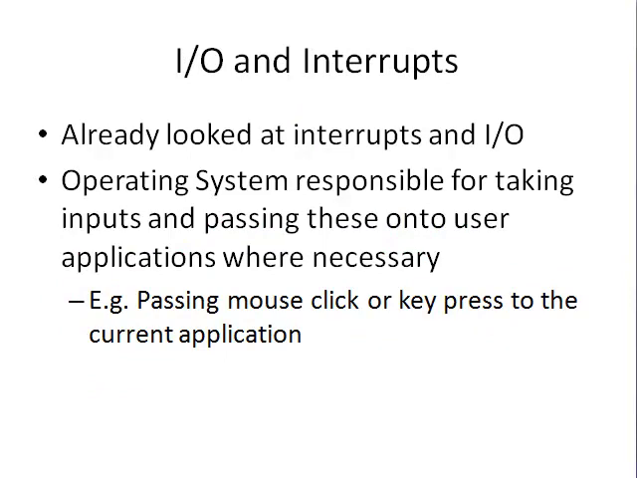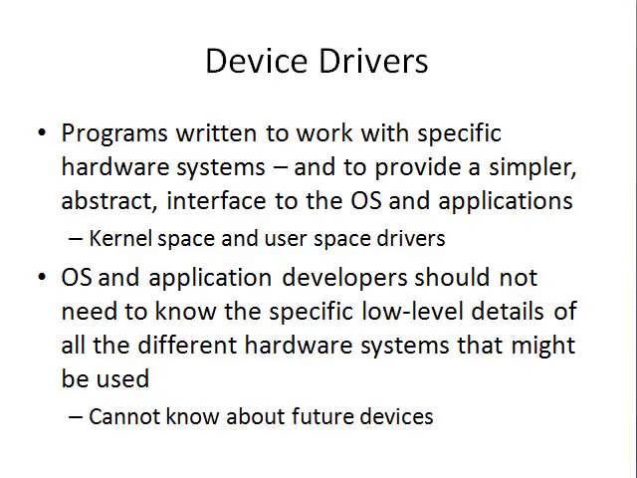We have already looked at input-output and interrupt, so I'll not really say a lot about it here, other than the operating system is responsible for taking inputs, passing these to user applications where necessary, and really handles I/O for the applications. So when you press some keys, when you're typing in Microsoft Word, for example, the operating system receives those key presses and passes those messages on to the application.